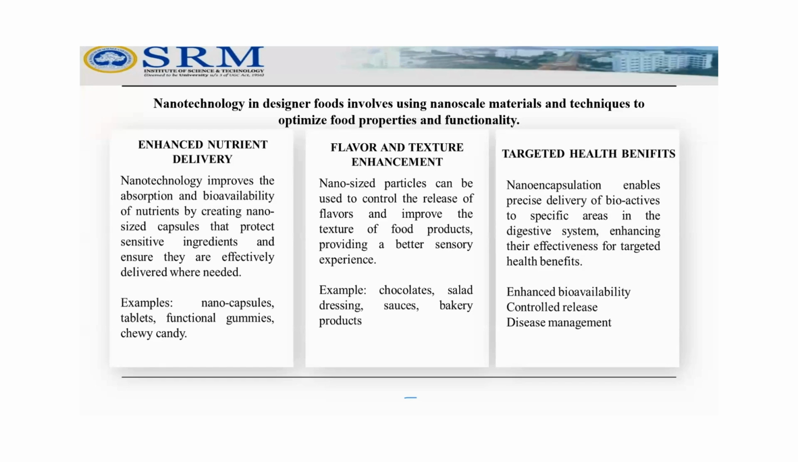Then the next aspect is targeted health benefits. Nano encapsulation enables precise delivery of bioactives to specific areas in the digestive system, enhancing their effectiveness for targeted health. That is enhanced bioavailability, controlled release, as well as disease management is possible.